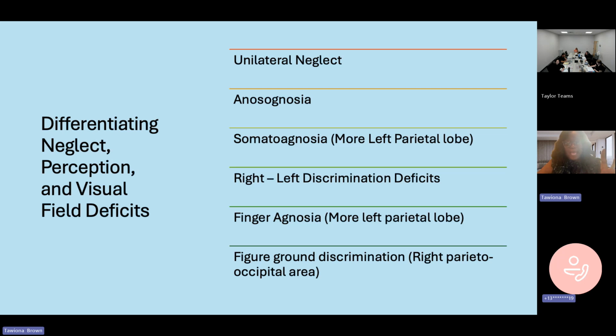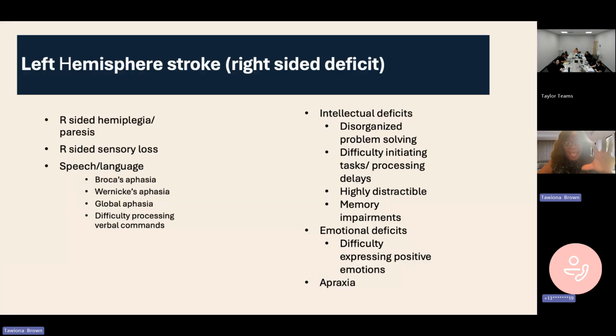So with laterality, I have it categorized for you for study purposes. If you have that left hemispheric stroke, then the deficit or the impairment is on the right side. So these are some of the things that you're going to see. You're going to see right-sided hemiplegia or hemiparesis. You're going to see right-sided sensory loss, same as the syndromes. You're going to see on that left side language and speech issues.